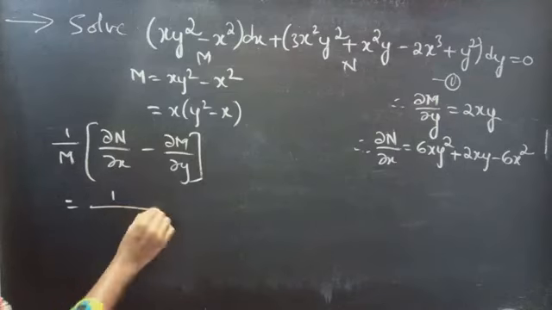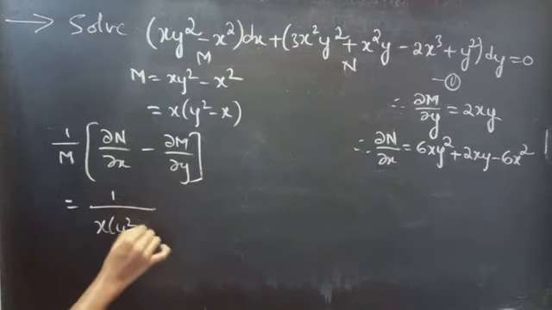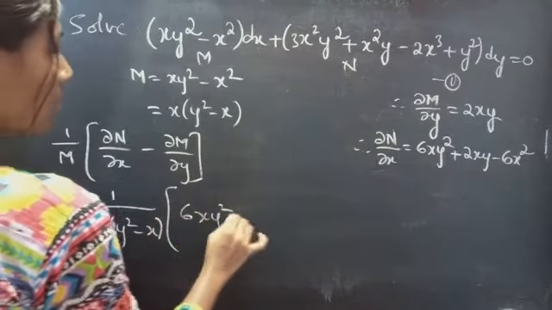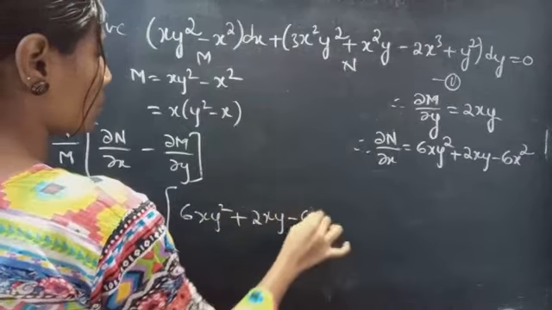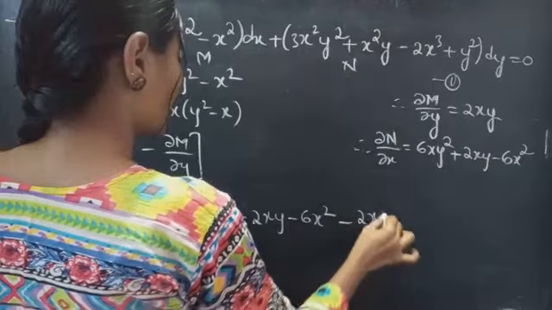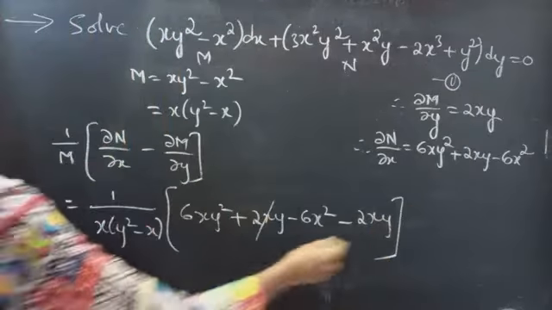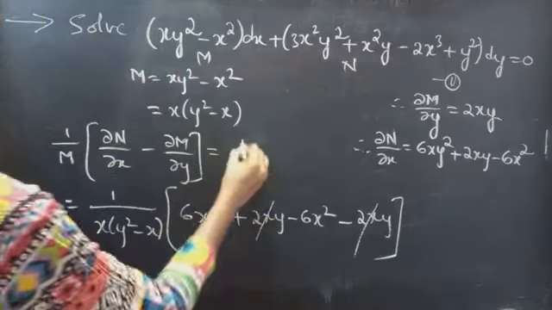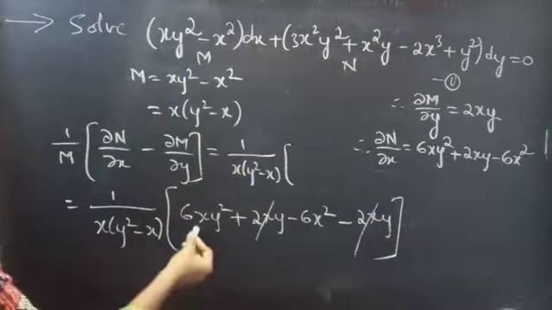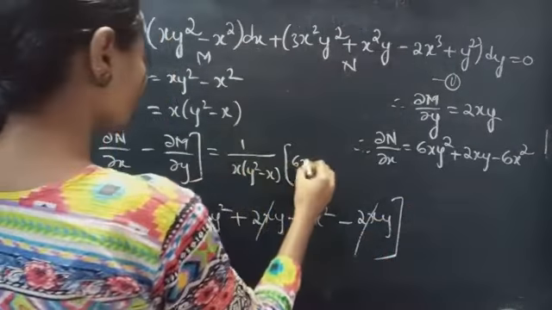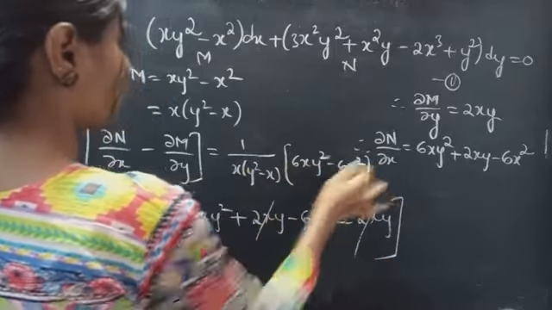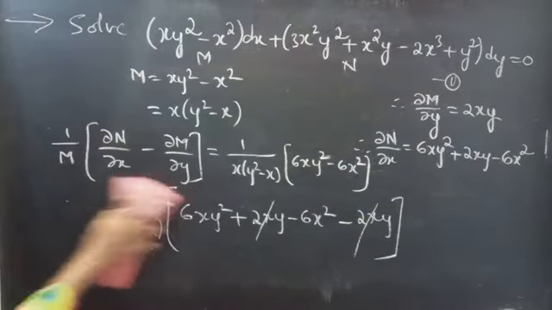So let's see. 1 by, for M, x times y square minus x, into partial derivative of N with respect to x, which is 6xy square plus 2xy minus 6x square, minus partial derivative of M with respect to y, which is 2xy. So here plus 2xy and minus 2xy get cancelled. This becomes 1 by x times y square minus x into 6xy square minus 6x square. Right.